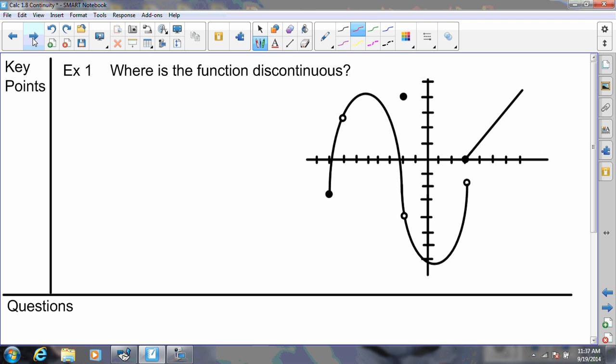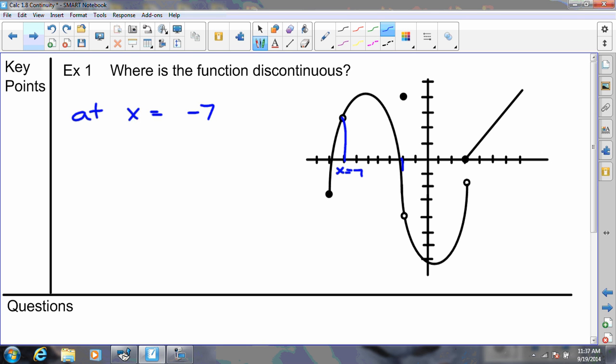So take a look at this graph. For which x values is this graph discontinuous? Not where is it continuous? Where do we have the problems? Okay, coming straight down, that's an x value of -7, so it's discontinuous with the hole in the graph at -7.